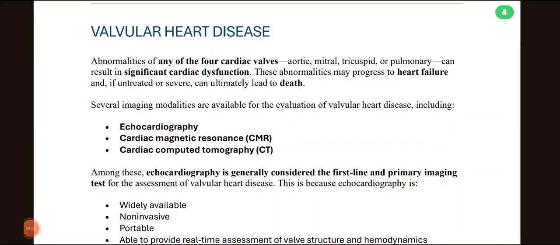Okay, so guys, welcome to part 3 of chapter 241 of your Harrison's Textbook of Internal Medicine, which is about non-invasive techniques. Now we'll discuss the application of these non-invasive techniques for the diagnosis of valvular heart disease. Abnormalities of any of the four cardiac valves, aortic, mitral, tricuspid, or pulmonary, can result in significant cardiac dysfunction, obviously. These abnormalities may progress to heart failure and, if untreated or severe, can ultimately lead to the death of a person.